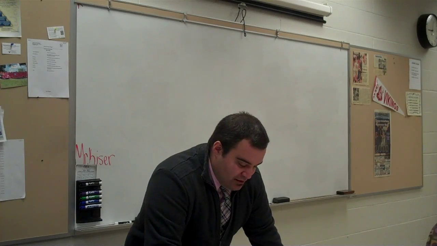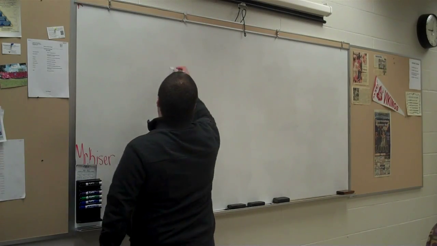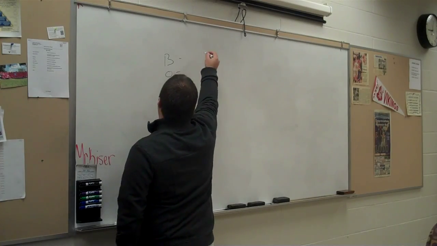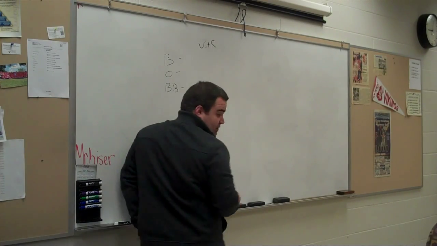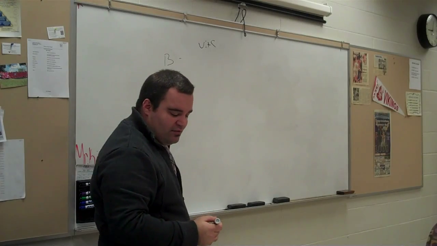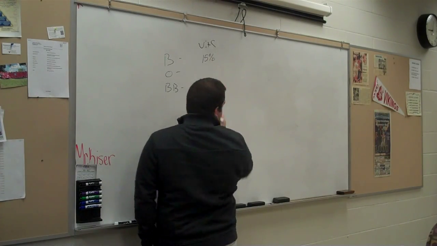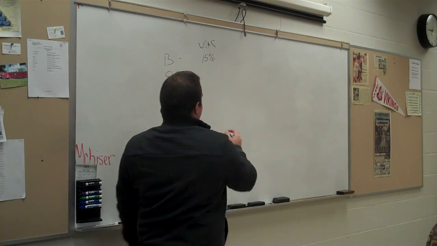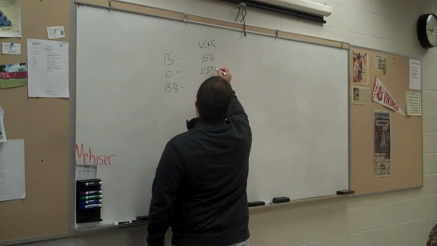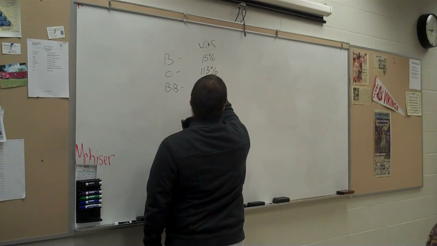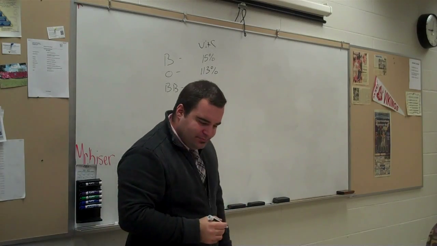So we have a little chart there. Banana, orange, blueberry. And our vitamin C content: 15% in the banana. The orange has 113%. And the blueberry is 0.5.